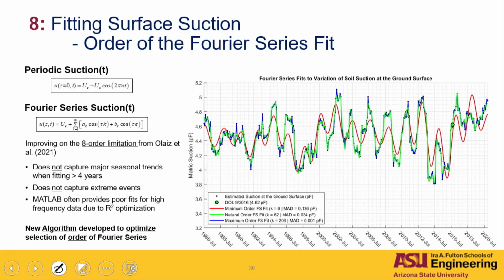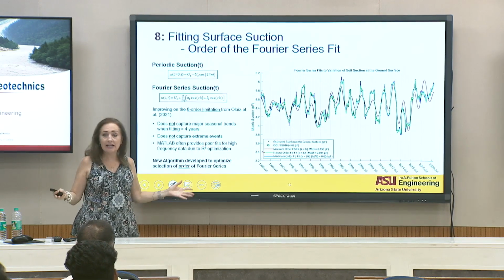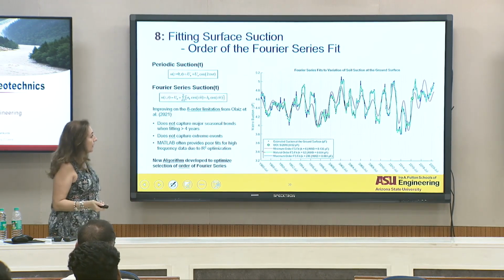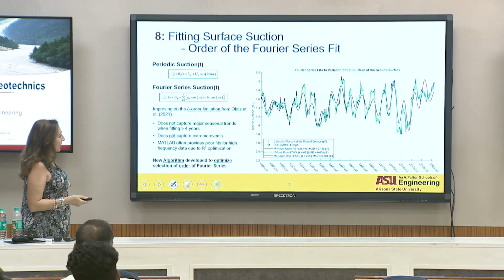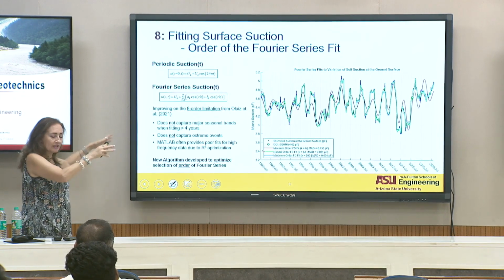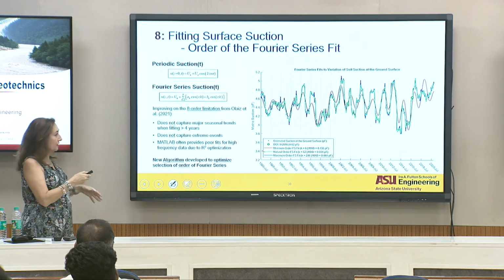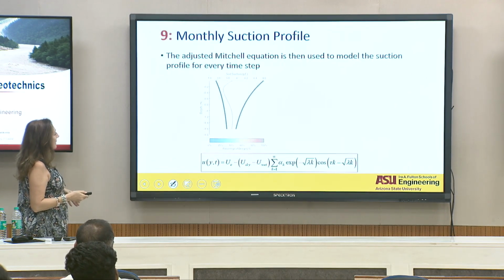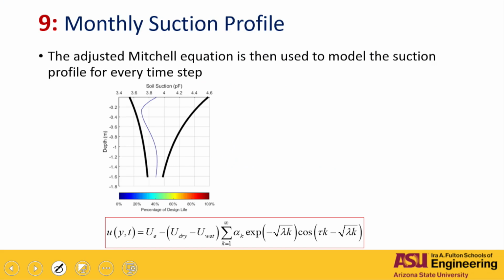But if you see the blue lines and the natural order of magnitude and the little points we got, this is pretty good. Now we are able to catch every single thing with just an equation. So we did that to figure out what was the variation of the suction at the surface. Then we use the Mitchell equation to model the suction profile for every time step down.